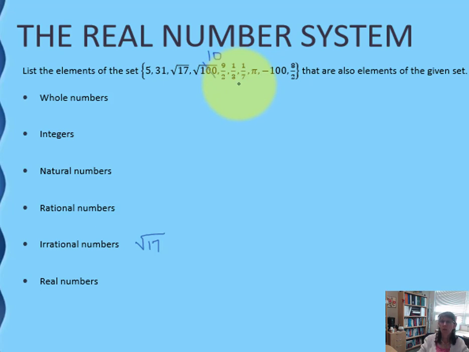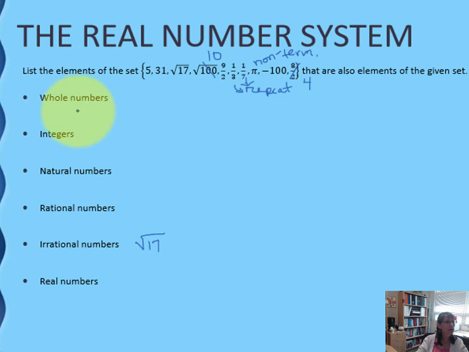1/3 is 0.33333, so that's a repeating decimal. 1/7 you will find has several values to the right of the decimal that repeat. So that is also a repeated pattern. With pi, you probably remember we talked about pi, and that is a non-terminating decimal. -100, and then 8 halves. 8 halves reduces to 4, so that does terminate.